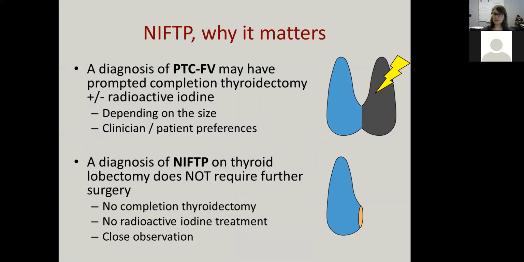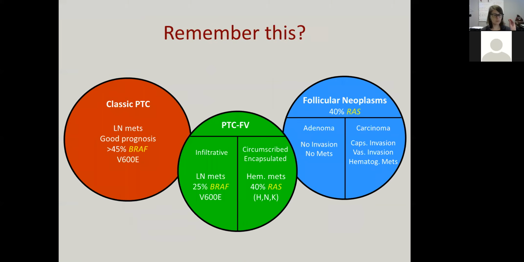It does not require completion, does not require radioiodine, because the rate of metastasis in these is essentially nil if there is no capsular or vascular invasion, right? If there is capsular or vascular invasion, then it's a carcinoma, don't worry, all right? But these are the ones that are non-invasive, as the name suggests, right? They can be observed.